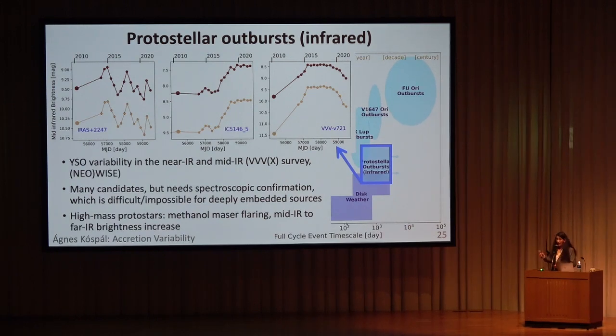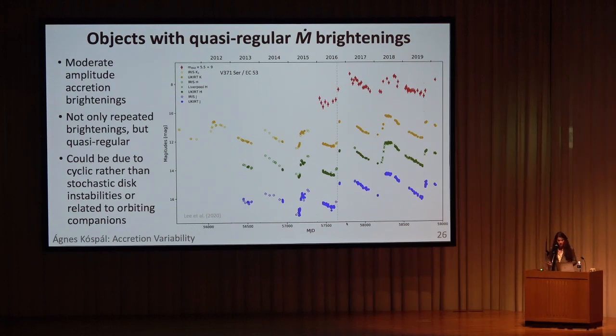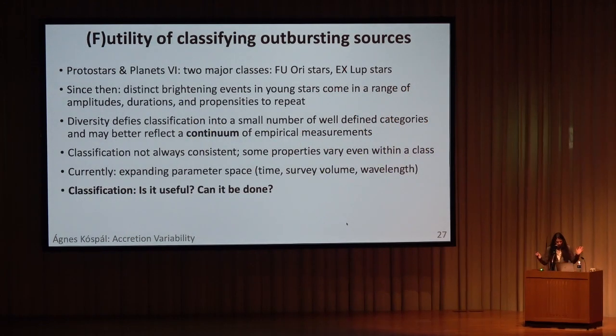And this is where I should mention the high-mass protostars, because they spend most of their pre-main-sequence evolution in the embedded phase. And indeed, we can observe mid-infrared or far-infrared brightness increases in them. And sometimes these are accompanied by methanol maser flaring. And then a final interesting category are the objects with quasi-regular accretion brightenings. These are typically moderate amplitude objects, and they are not only repeated, but regular, periodic. So this can be due to some kind of cyclic instability in the disk, or maybe triggered by an orbiting companion. So you see all these different categories.